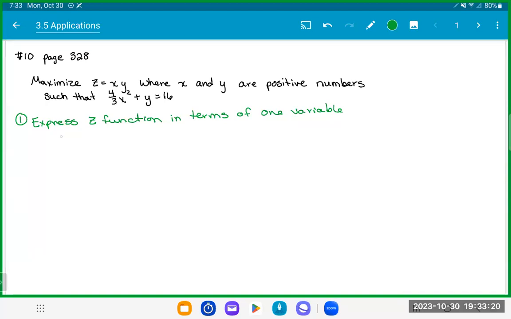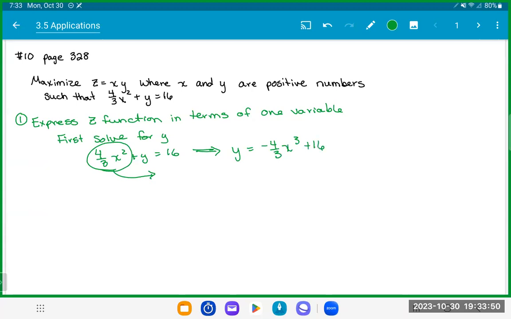Okay, so first solve for y. And so we have 4/3 x squared plus y equals 16. So when we solve for y, we're really just moving all of this to the other side. So we get that y is equal to negative 4/3 x squared plus 16. Okay.